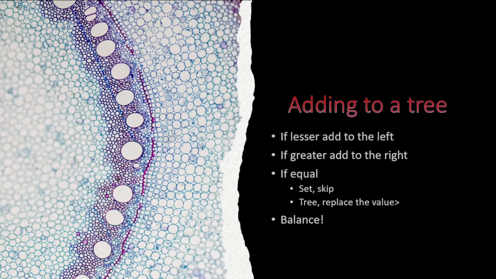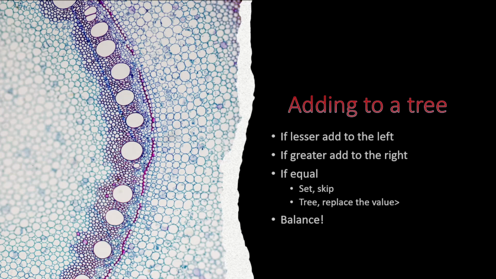So the rule then becomes the same, where when I add to a tree, if it's less than the current node, I go to the left. If it's greater than, I go to the right. If it's equal in a set, I can skip it. If it's a tree, I replace the value, and then I balance. That's your add method right there.